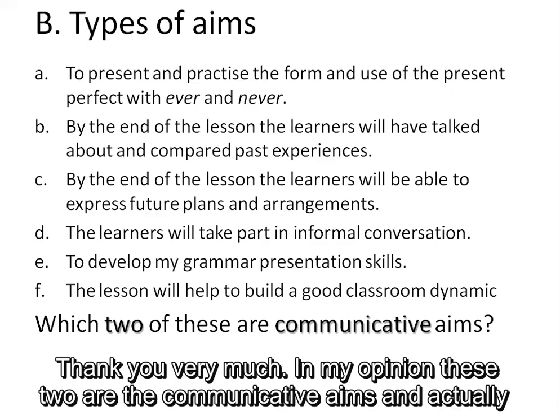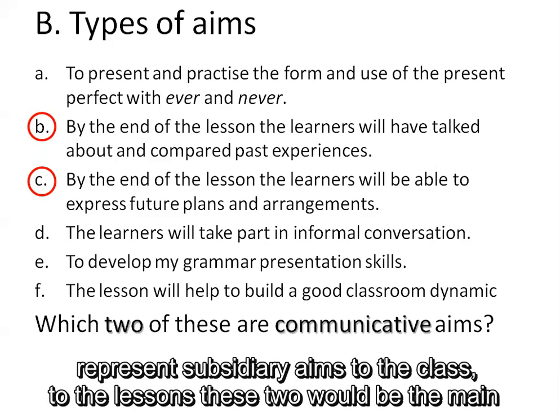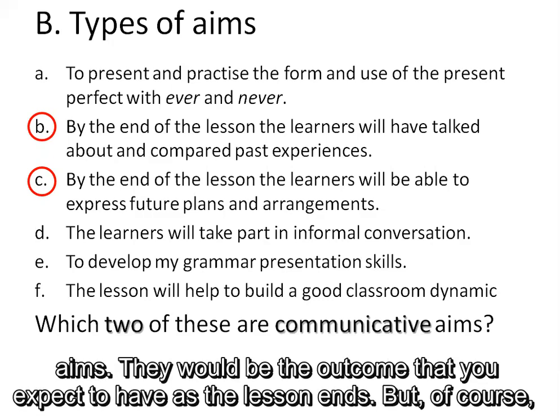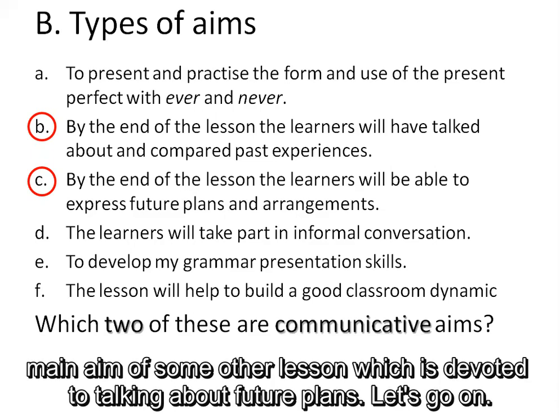Thank you very much. In my opinion, these two are the communicative aims, and both of them are also the main aims of the lessons, whereas all the other letters would represent subsidiary aims to the class. These two would be the main aims. They would be the outcome that you expect to have as the lesson ends. But of course, as B is the main aim of the lesson, which is connected to the other letters, letter C is the main aim of some other lesson, which is devoted to talking about future plans.